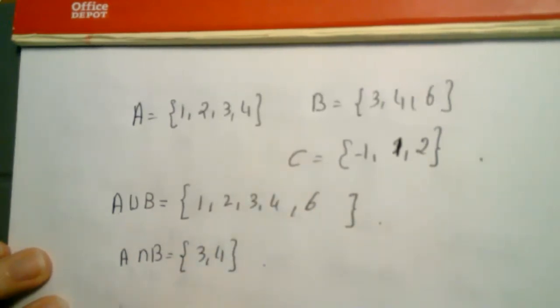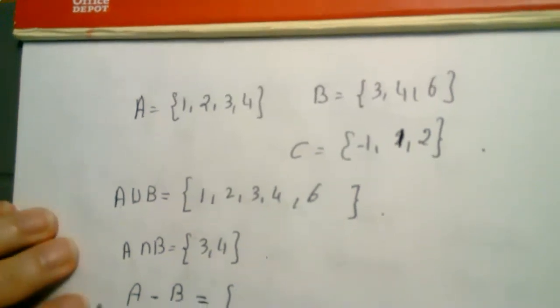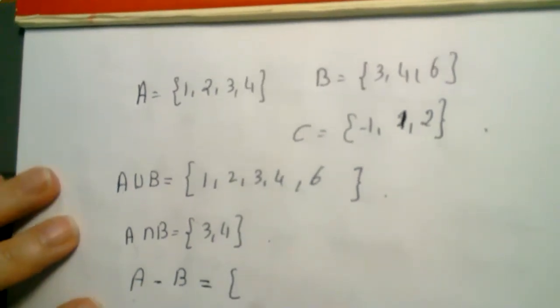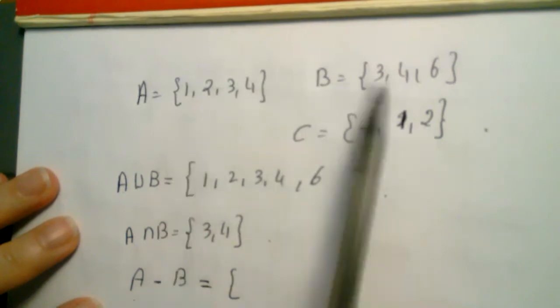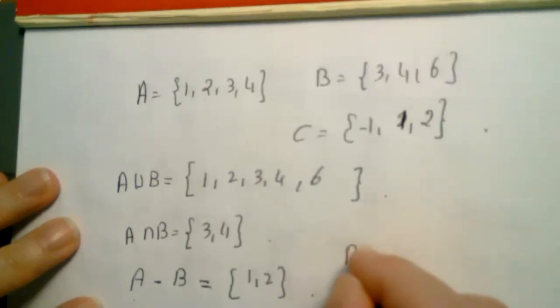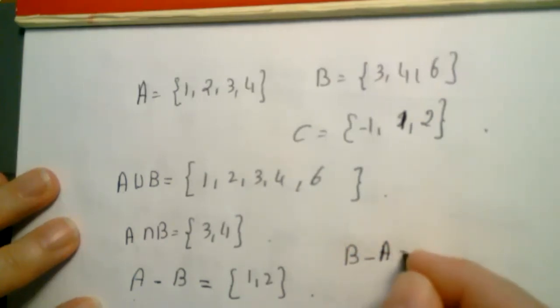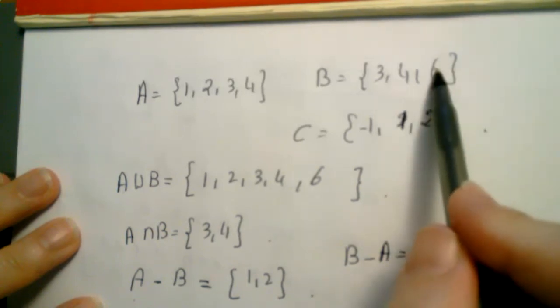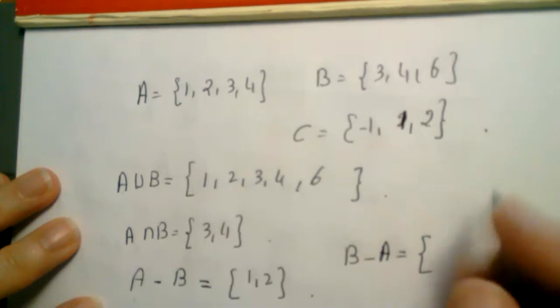Okay. Now, what is A minus B? What's in A, but not in B? So that should be here. 1 and 2. And what is B minus A? 6. Yeah, they have to be here, but they can't be here. So this is equal to 6.